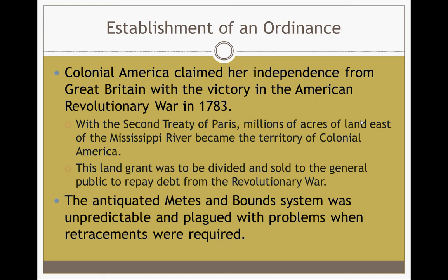And they wanted to sell the land, but they needed to come up with a method by which the land could be sold quickly, easily, and it wouldn't involve so much input from a local surveyor, because most local surveyors use the antiquated metes and bounds system, which we talked about last week. And there were problems with the metes and bounds system. There were issues with retracements and going along behind the surveys and following those footsteps. And so this really caused a lot of stress and strife between the federal government and the local governments.